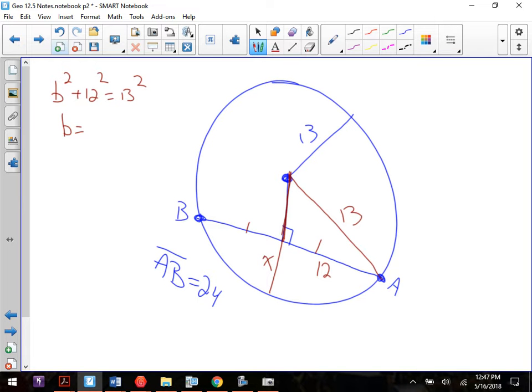I'll use the value of b that you were saying, Olivia. What'd you get? 5. You get 5 when you do that. Yes, yeah. 169 subtract 144 is 25. Square root, you get 5. Okay. So it gives me a 5 here. And Ms. Jackson, you were saying, what did we have to get the value of x? And you get?